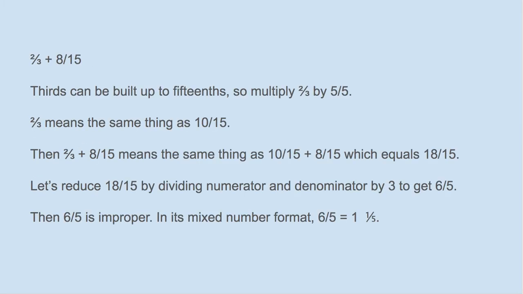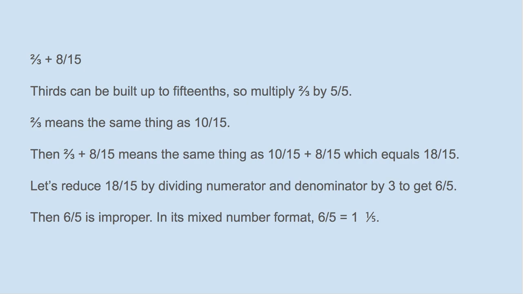For 2/3 plus 8/15, thirds can be built up to 15ths. So multiply 2/3 by 5/5. 2/3 means the same thing as 10/15. Then 2/3 plus 8/15 means the same thing as 10/15 plus 8/15, which equals 18/15.